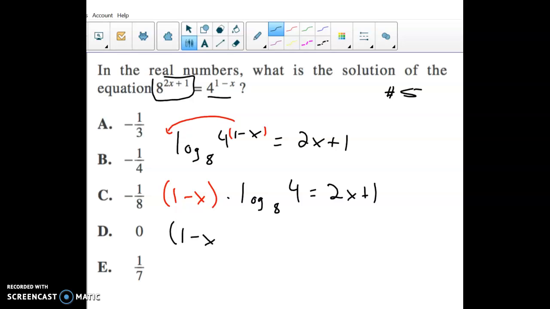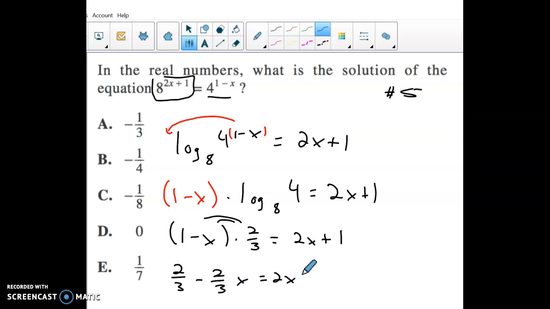Now I have 1 minus x times 2/3 equals 2x plus 1. And now it's just a regular equation I should be able to solve, right? So I'm going to distribute this in. So we get 2/3 minus 2/3 of x equals 2x plus 1. And then I would add 2/3 x to both sides since you have x on both sides. So that would give us just 2/3 on this side, and this would be gone. And so we'd have 2 and 2/3 x plus 1.